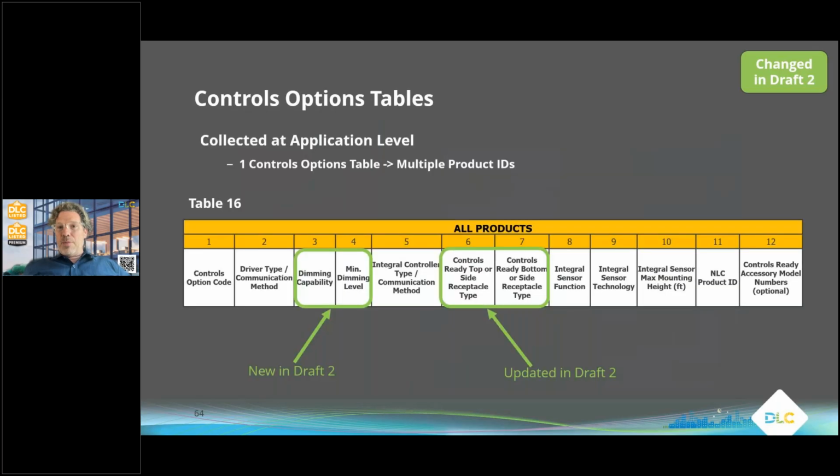To implement all of this, we also simplified to a single controls options table. That required adding a couple columns and adjusting a few things here. So we added the ability to report on dimming capability and the minimum dimming level, and then added that side receptacle option to the controls ready columns. Next slide, please.